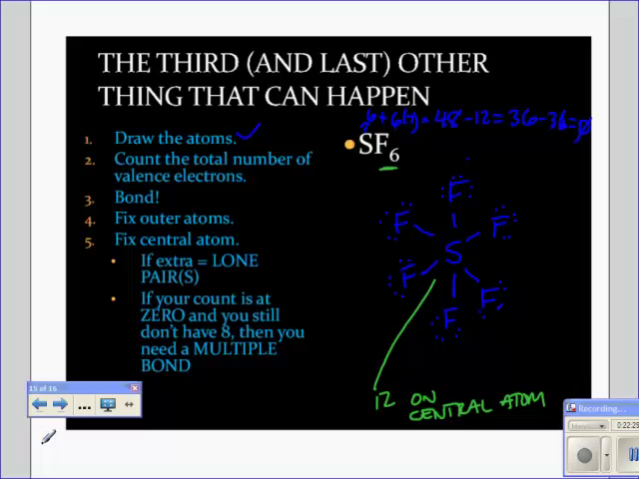So quick summary, and then I'm done until you come in tomorrow. You do all your work. You fix your outsides, 8 except for hydrogen. Remember, your bonds are 2. And then you fix your central atom. And there's 3 really things that could happen. If you have extras in your count, you're not at 0 yet. Those go on the central atom as lone pairs. If you make it to 0, and your middle still doesn't have 8, then you need a multiple bond. If it has more than 8, that's okay. It just means it's expanded.